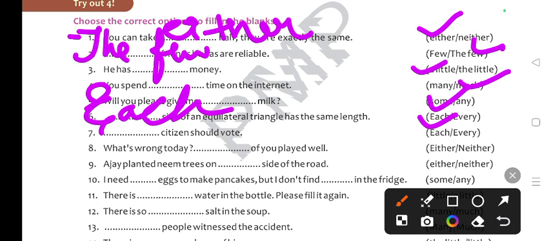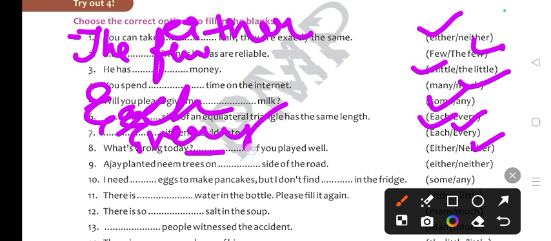Dash citizen should vote. So here we are talking about a majority, we are talking about more than 2 people, right? Everyone should. So here we will put every. Every citizen should vote. We could write it in the space given. Next one is the eighth one. What's wrong today? Neither of you played well, because neither is used to give the negative sense. Okay, so we will put here neither.